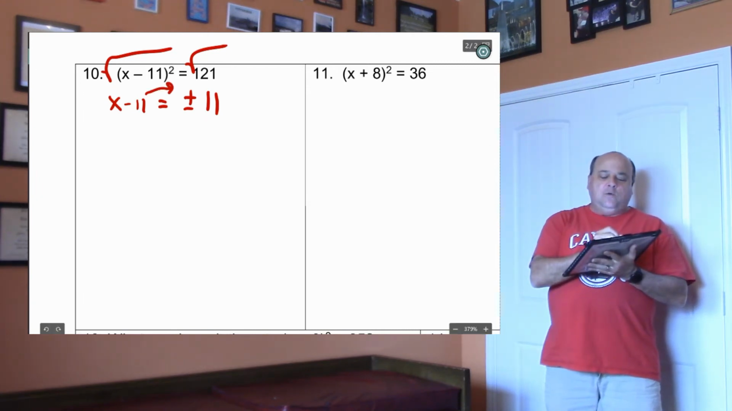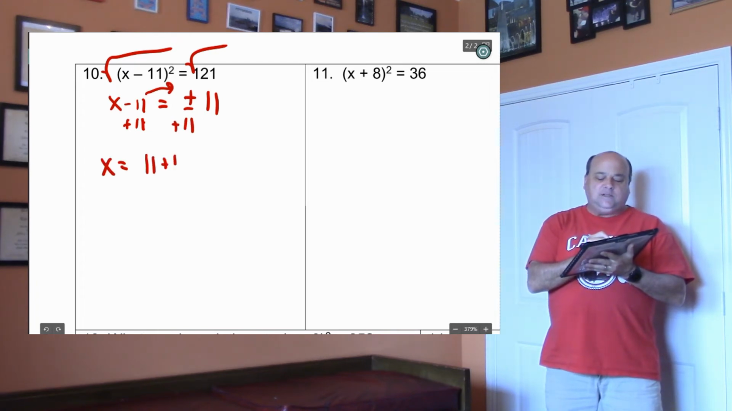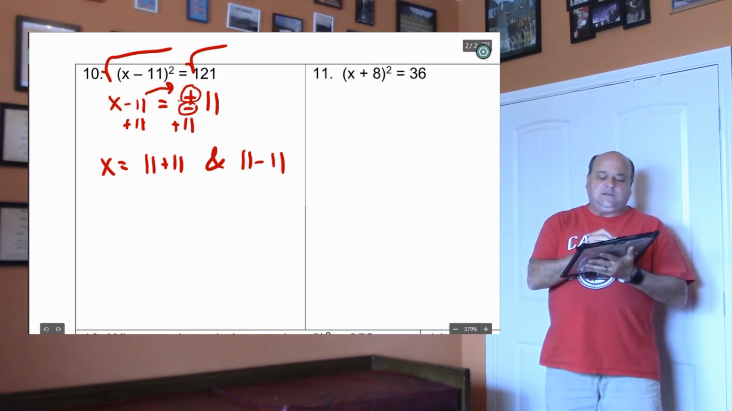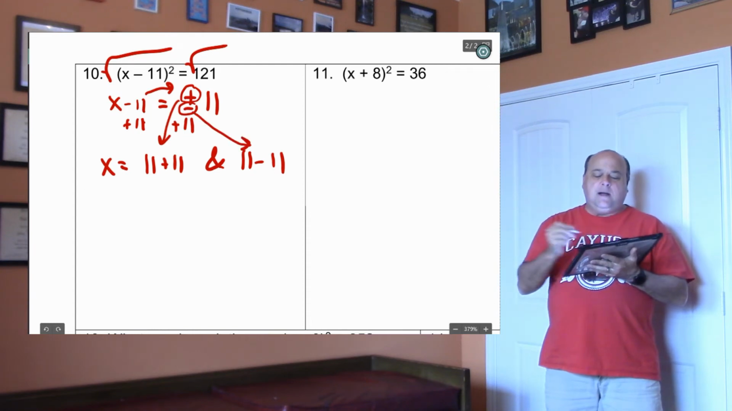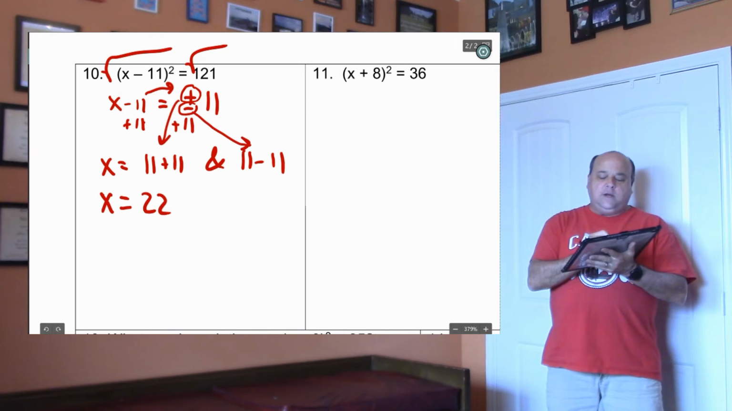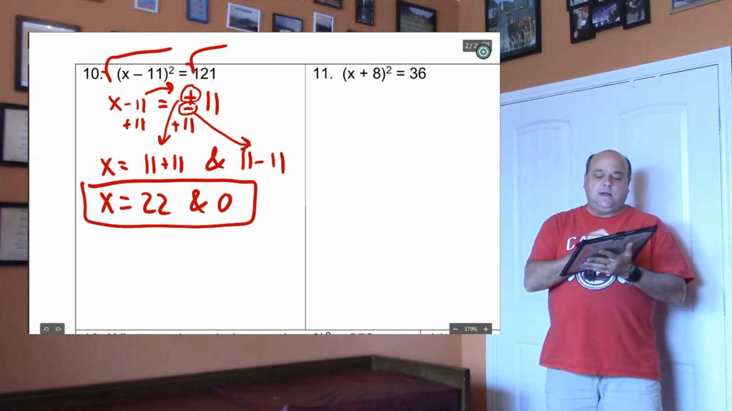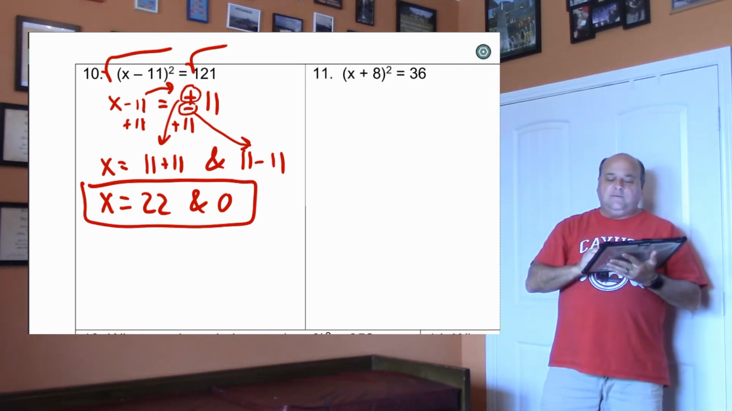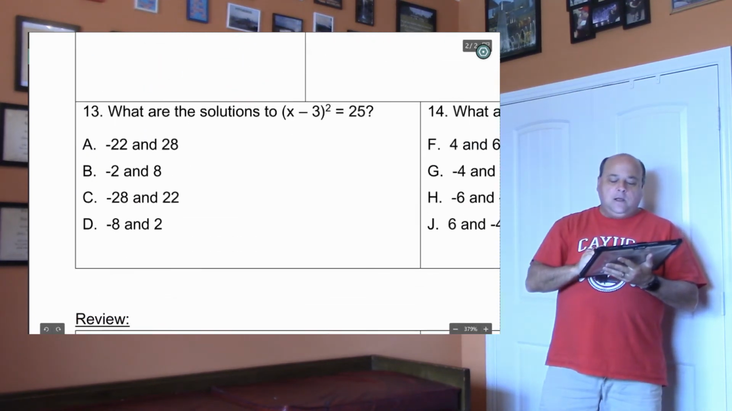Now then, I've got to move that 11 over, so I'm going to add 11 to both sides. So x is going to equal 11 plus 11 and 11 minus 11, because I have to do the plus and the minus, don't I? The plus is right here, the minus is over here. So x is going to be either 22, or 11 minus 11, which is 0. Those are going to be my 2 zeros of that equation. Repeat the process on 11 and 12, okay?